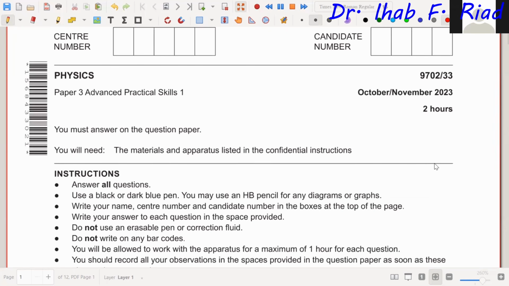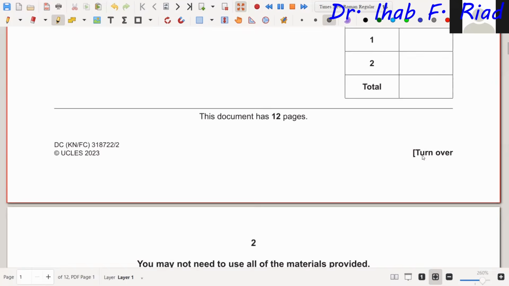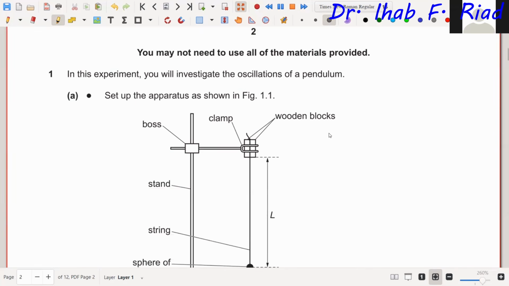So today I'm going to solve this exam. It is October, November 2023. You can see the paper, right? Yes, I can. Okay, sure. Okay, so let us get going.